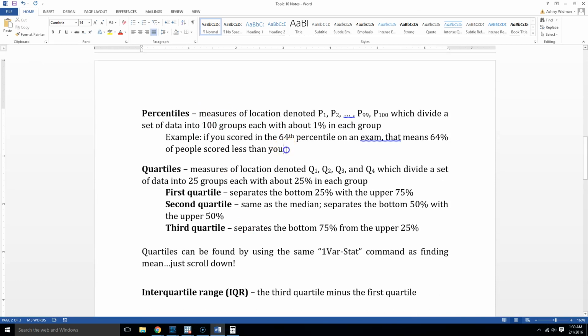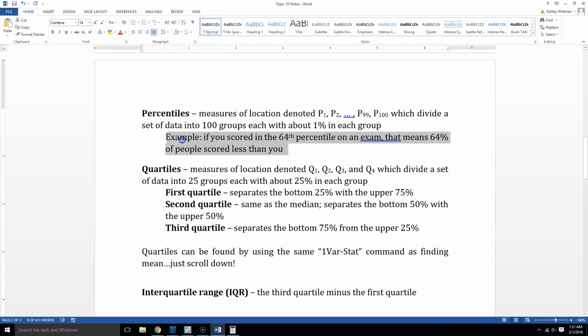Another one that we're going to talk about more later on are percentiles. These are measures of location denoted P1, P2, all the way up to P99 and P100. They divide a set of data into 100 groups, and then there's about 1% in each group. The reason there's about 1% in each group is that unless your data set is a perfect multiple of 100, you don't have the ability to break up the data evenly enough to have exactly 1% in each group. So sometimes there's a little bit more, and sometimes there is some estimating involved.